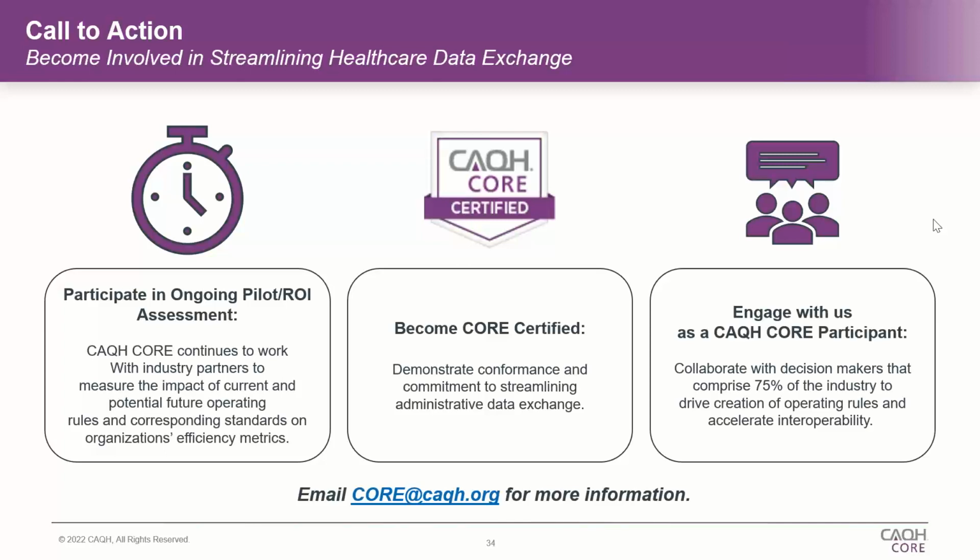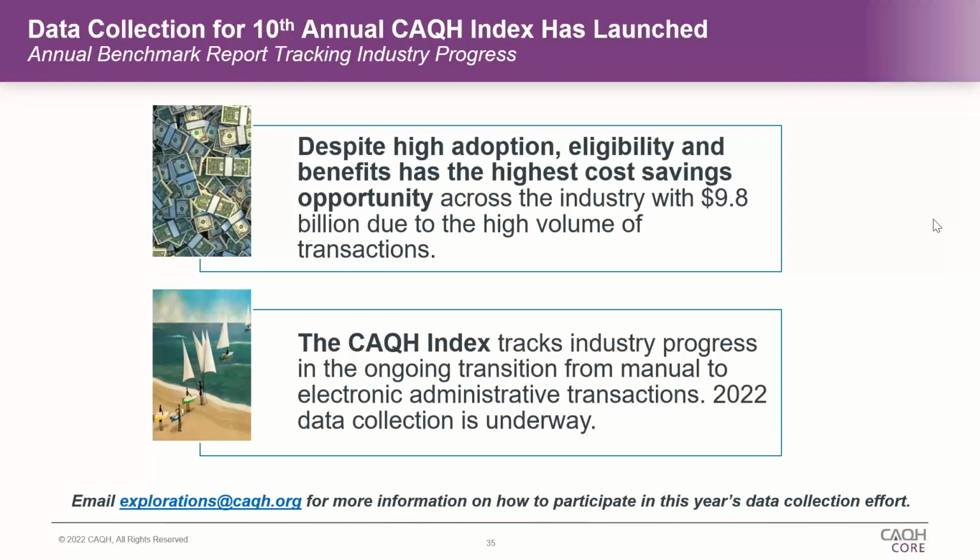And then on the next slide, I just want to highlight some of the work that we are doing through the CAQH Index. Next year will be our 10th annual report. This report tracks industry progress moving towards fully electronic transactions. There is still a lot of opportunity to eliminate costs. As I mentioned at the beginning of the call, there is actually a $9.8 billion opportunity due to the high volume of eligibility and benefit transactions.